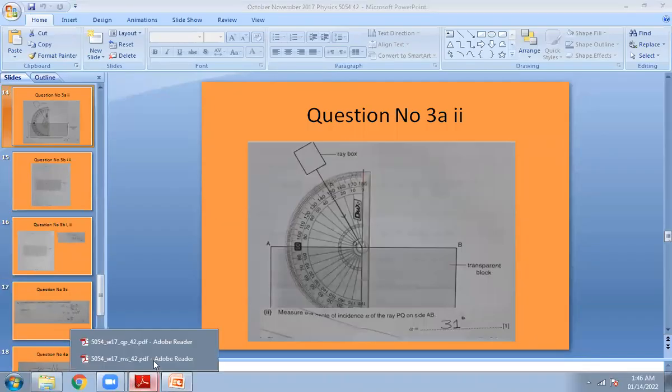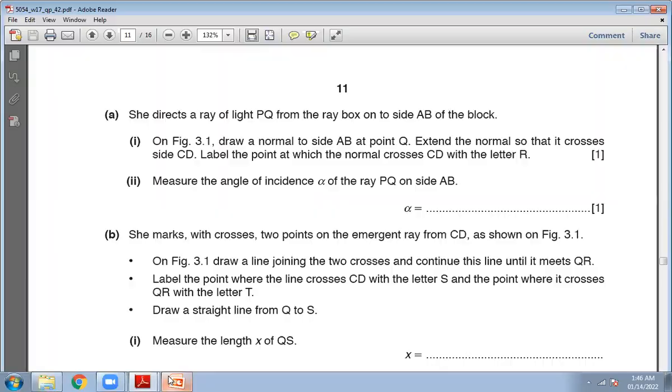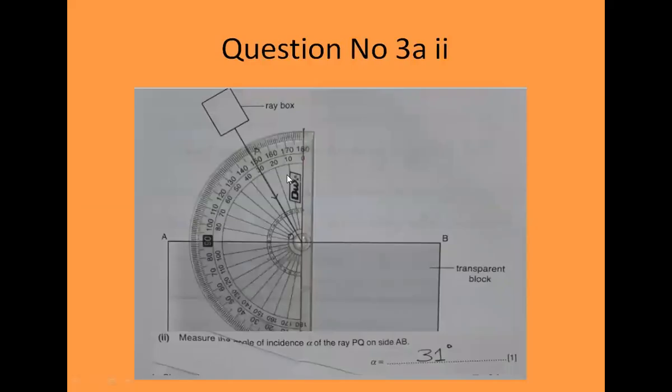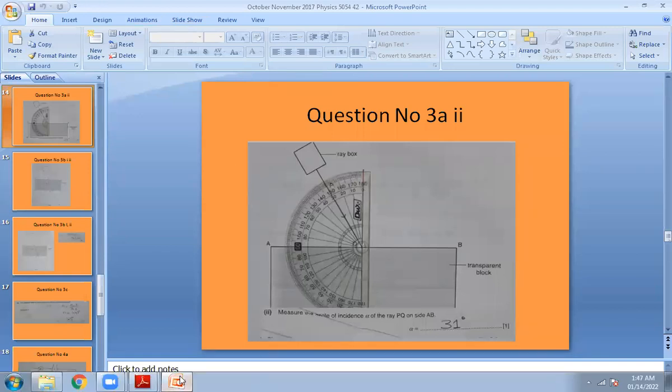Let me read the next part. Measure the angle of incidence alpha of the ray PQ on the side AB. So we have to measure the angle of incidence. Let me show you. This is the zero on the normal, and this is the incident ray. How much is the angle between them? 10, 20, and 30, something like 31. So I've written here 31. Hopefully you understand. This is how you measure the angle of incidence.